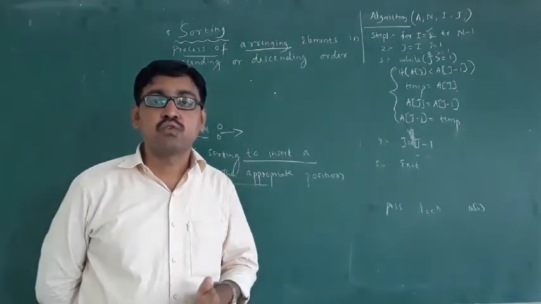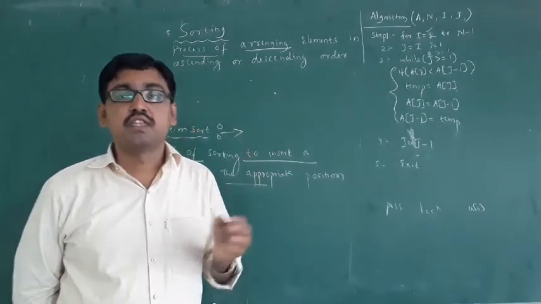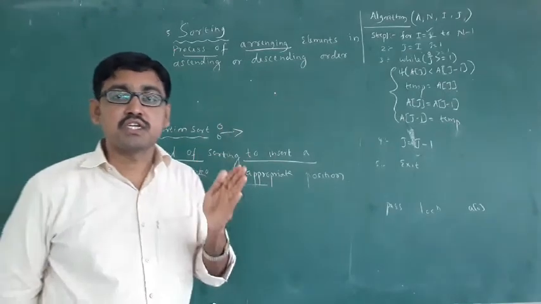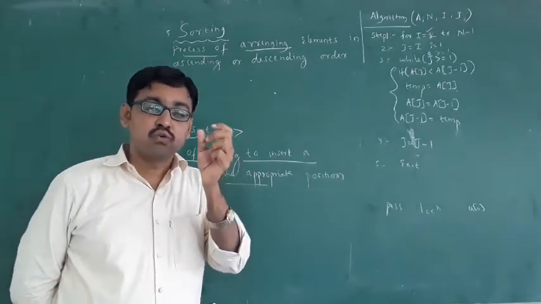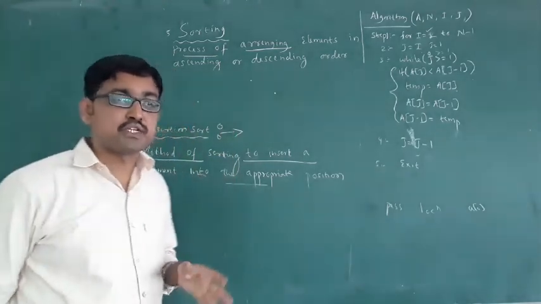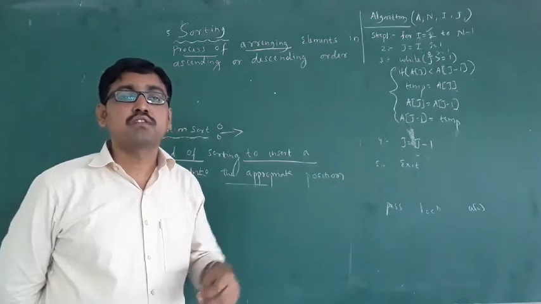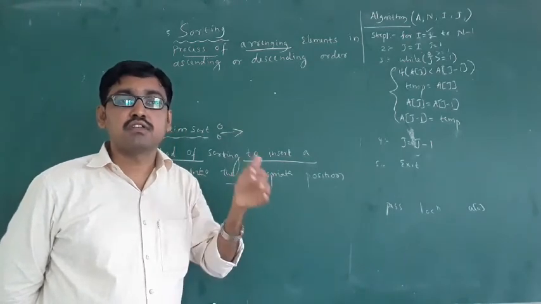Then the third one is insertion. Insertion is the process of inserting an element into the array. Then the operation deletion. Deletion means you have to remove an element from the array. The last operation, the fifth, is sorting. What is sorting? Sorting means arranging the elements in ascending or descending order.